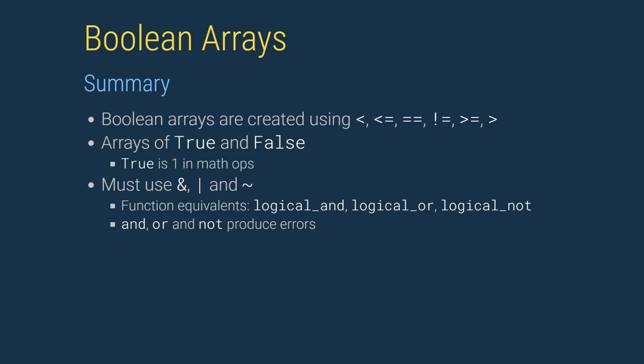Boolean arrays are created when NumPy arrays, or pandas data frames and series, are compared using one of the 6 comparison operators. Boolean arrays contain one of two values, true or false. When used in mathematical operations, true is treated as 1 and false is treated as 0. Boolean arrays are combined using one of 3 operators: ampersand for and, pipe for or, and tilde for not, or one of 3 functions provided by NumPy. You cannot use the Python keywords and, or, and not on Boolean arrays. Attempting to do so will produce an error.